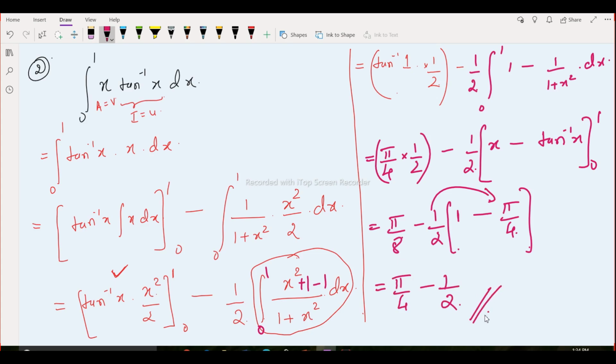So hope you understood this type. Nothing great about this. It's just simple indefinite integration type of sums where we have just used the same formula, in fact, and just made sure that we had applied the limits.